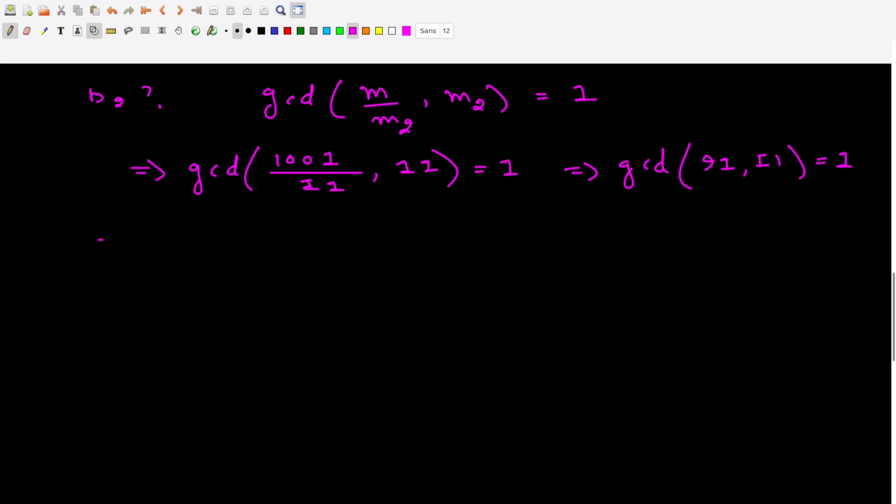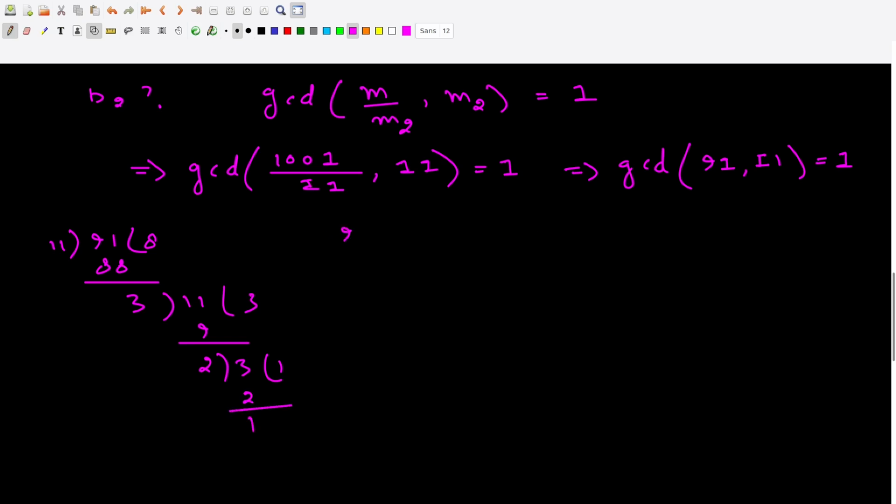Now let's do the same thing again, apply the extended Euclidean algorithm here. 11 times 8 is 88, leaving 3. Then 3 times 3 is 9, leaving 2, and then 2 times 1 leaves 1. Once we got 1, let us rewrite it again. 91 equals 11 times 8 plus 3, and 11 equals 3 into 3 plus 2. Again 3 equals 2 times 1 plus 1.